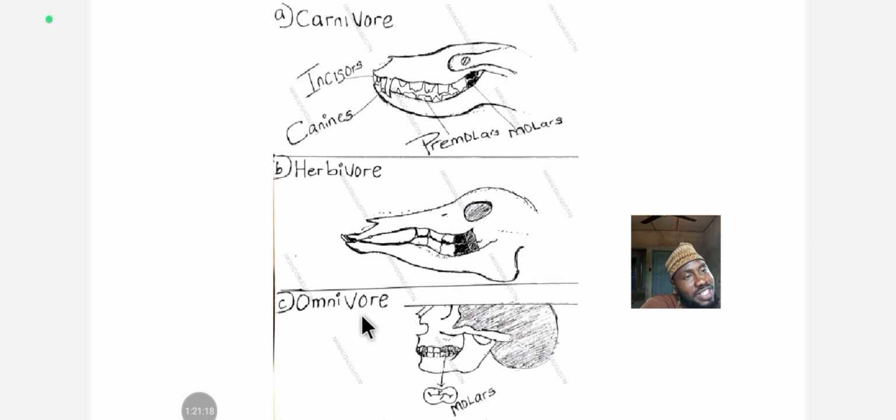Now let's look at the omnivore, which is man. Man has the complete set of teeth: incisors, canine, premolar, and molar, because they feed both on plants and animals. You can see how the herbivore teeth adapt to its food. Its food is herbs.